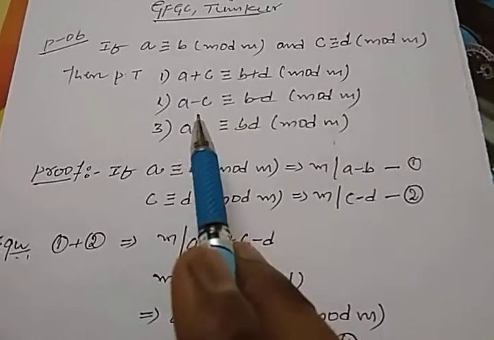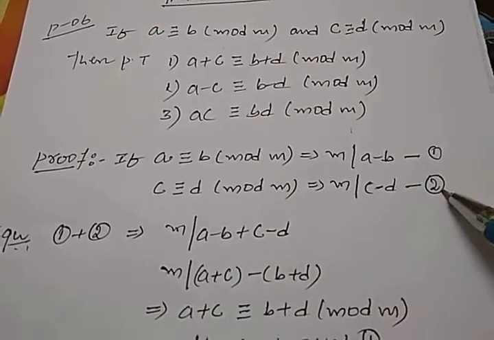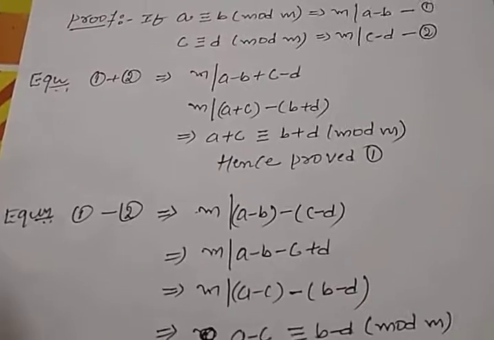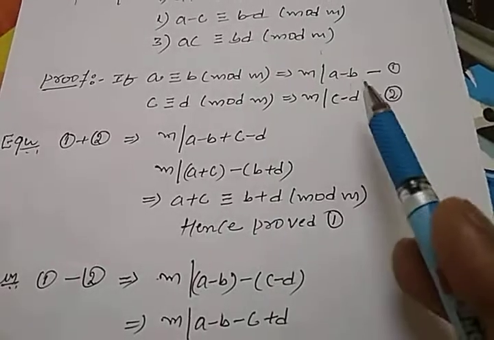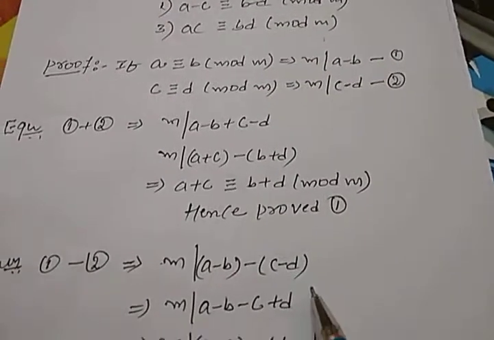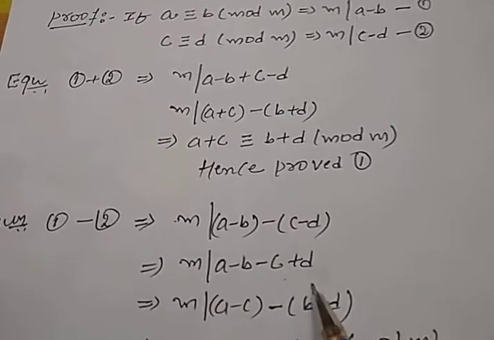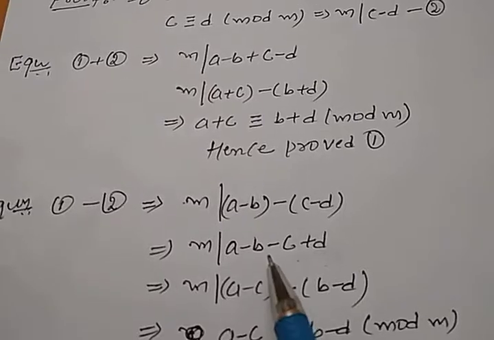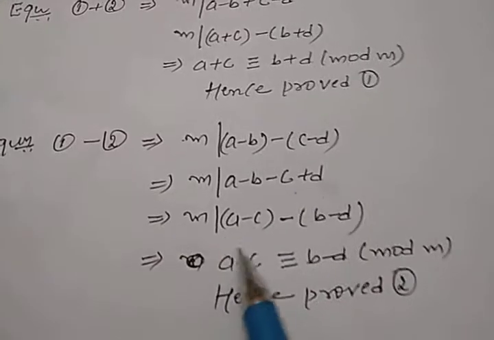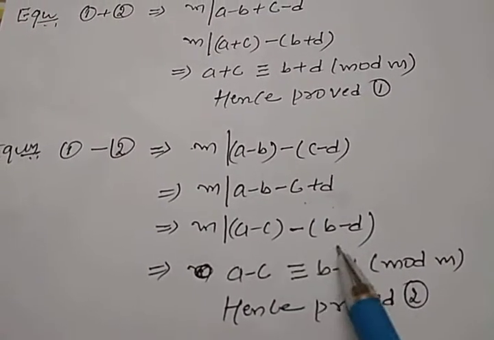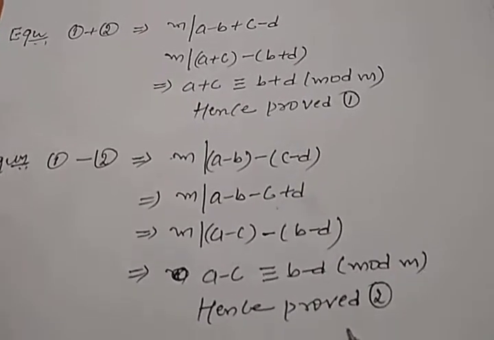For the second one, observe A minus C is congruent to B minus D mod M. Let us subtract equation 1 and 2. Okay. Now take equation 1 and 2, subtraction. We get M divides (A minus B) minus (C minus D). Now open the bracket, A minus B minus C plus D. Now grouping A minus C, take minus outside, we get B minus D. If M divides (A minus C) minus (B minus D), then A minus C is congruent to B minus D mod M. Hence proved the second one.